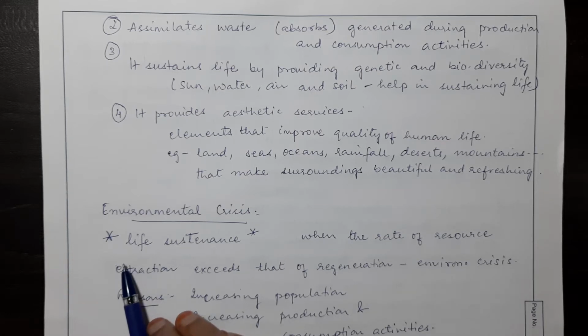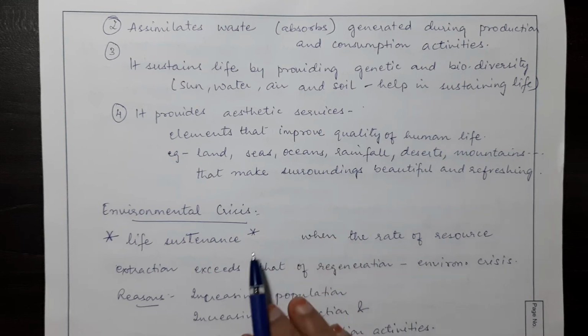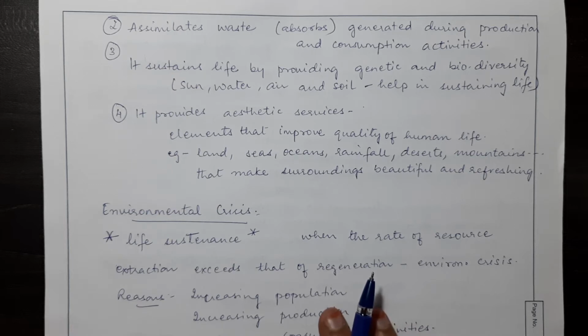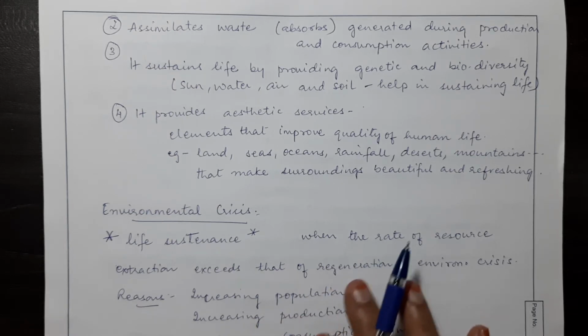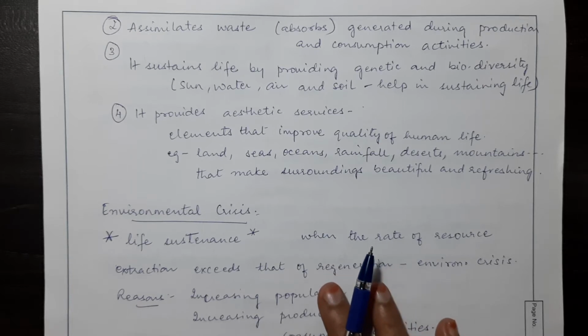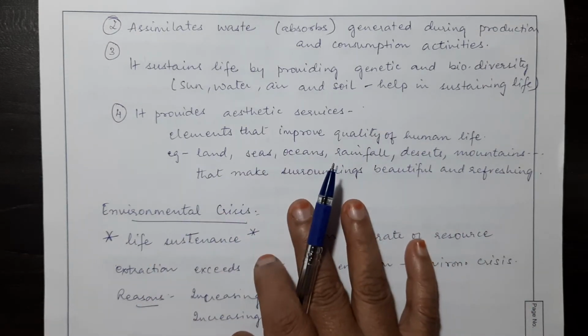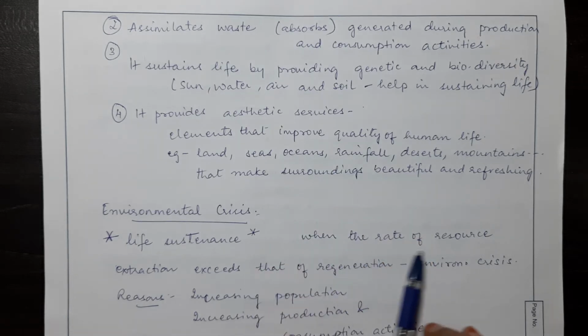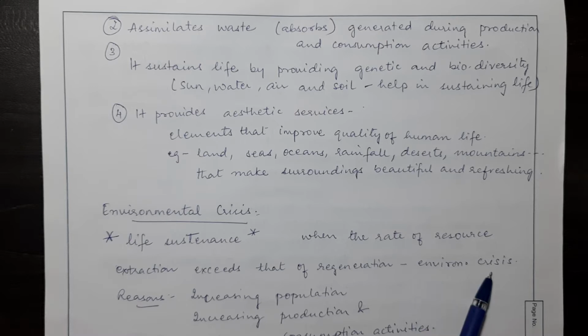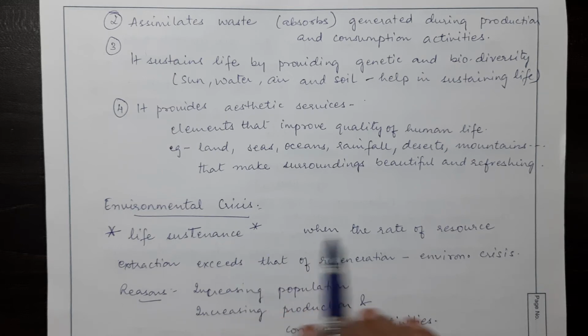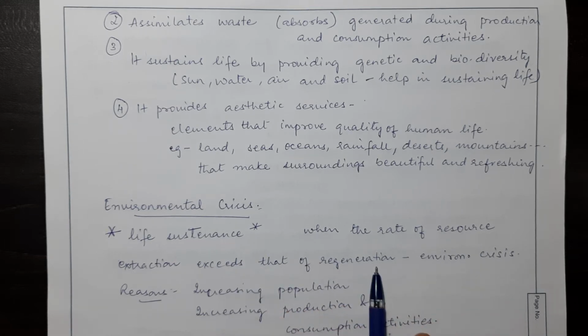Just now we learned life is sustained on the earth because of the above functions. Now, the environment is also able to perform those functions without any interruption as long as the demand on these functions is within its carrying capacity. That is, when the rate of resource extraction exceeds that of regeneration, we come across a situation called environmental crisis. And that is what we are going to learn over here. So what is environmental crisis? When the rate of resource extraction exceeds that of regeneration, we land up in environmental crisis.